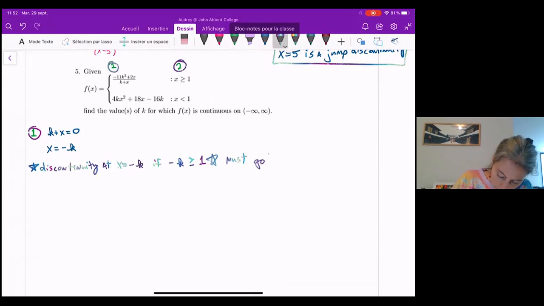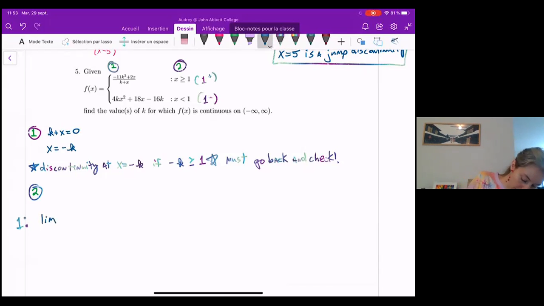Must go back and check. Okay, so this brings us to our second step. And our second step is to see what's happening at the breakpoint at 1. So my breakpoint here is 1. And I want it to be continuous there. So I need my left limit to equal my right limit. So this is 1 from the right, bigger than 1, and 1 from the left.